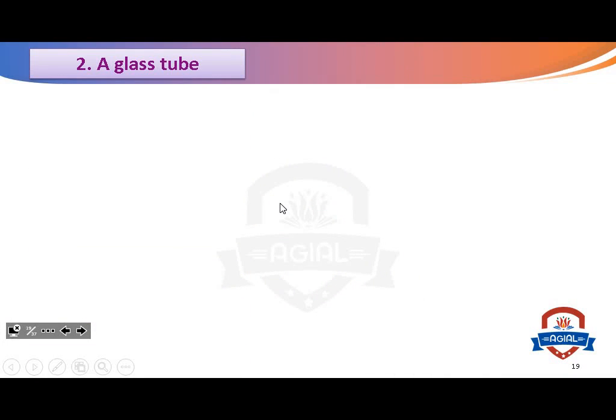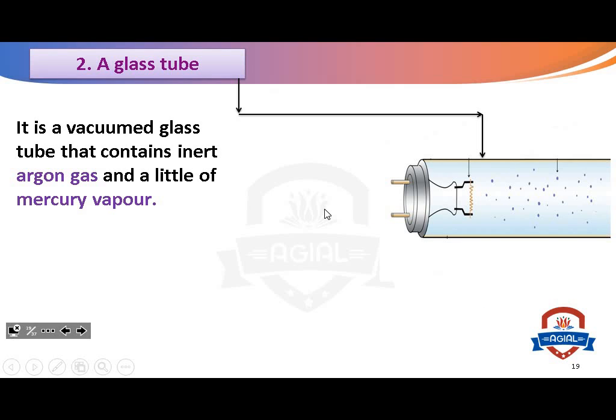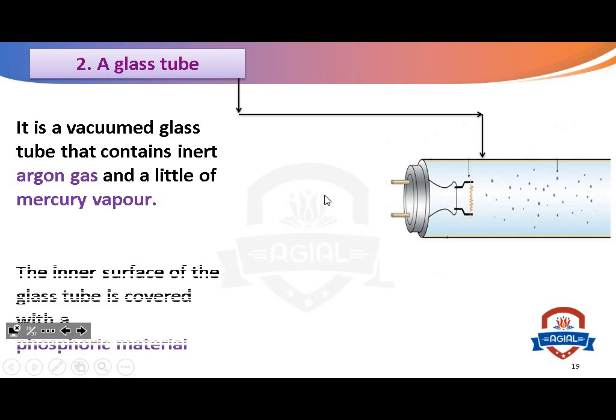Number two, a glass tube. The glass tube, as we see, is a vacuumed glass tube that contains inert argon gas and a little mercury vapor. The inner surface of the glass tube is covered with phosphoric materials.